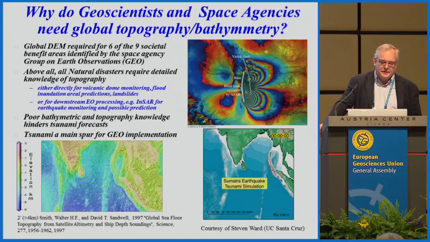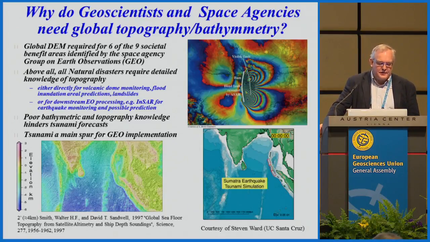geoscientists, for the purposes of trying to understand the formation of plate tectonics and geomorphology. They need global topographic information and also bathymetric information. What's perhaps not so well known is that space agencies also need this.